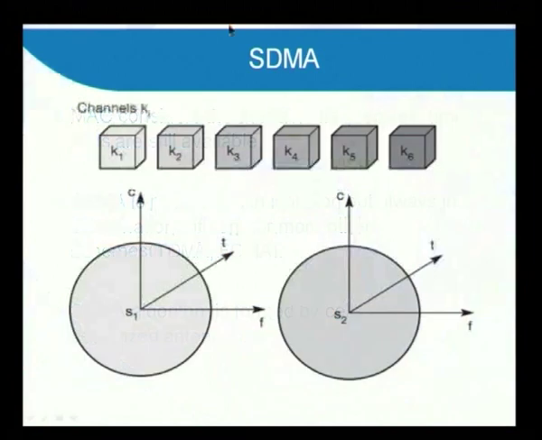This diagram explains space division multiple access. Here S1 and S2 are the spaces, and in this diagram we have three other factors: frequency, time as well as code. Now, K1, K2, K3 up to K6 are the channels. Here the channel K1 is allocated with space 1 and channel K2 is allocated with space 2. Like that, different channels can be allocated with different spaces. So, the SDMA is not used in isolation; instead it is used with TDMA and FDMA.